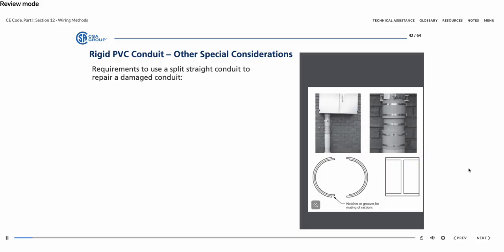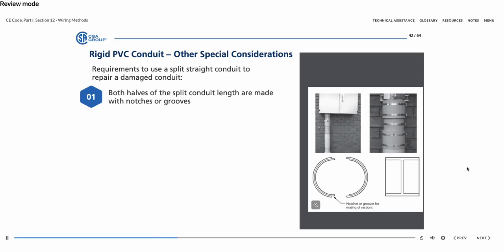There are many special considerations for rigid PVC conduit. Although it is a rigid material, it must be protected from damage. If damaged, to repair damaged conduit without removing existing wiring, use split-straight conduit. However, the following requirements must be met.